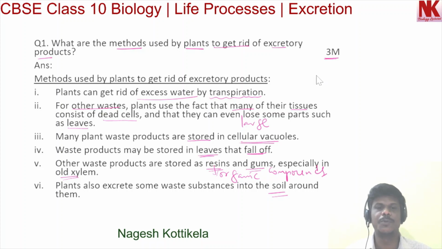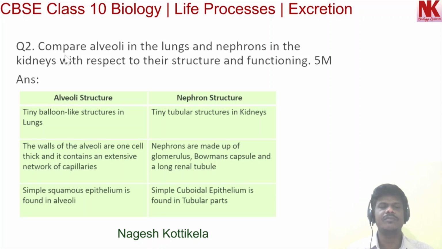Now, let's proceed to the next question, that is question number 2. Compare alveoli in the lungs and nephrons in the kidneys with respect to their structure and functioning. So this question can be asked for 5 marks. Now let's discuss the answer for this question.